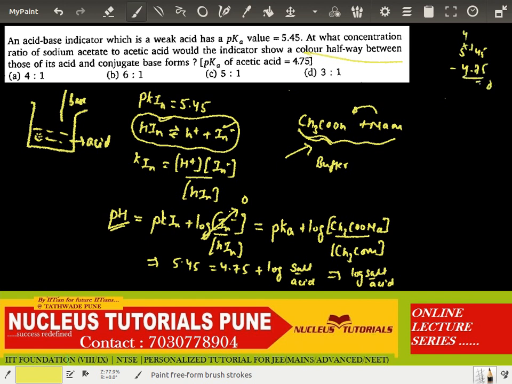This is 0.7. And we know that antilog of 0.7 is basically 5. Log 5 is log 10 by 2, so clearly we can see that this is equal to 0.7. Therefore the ratio required will be antilog of 0.7, which is equal to 5. Hence the ratio should be 5:1. From the objective perspective, the answer should be option number C.